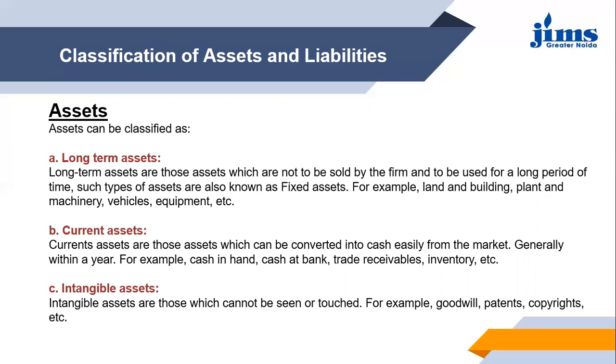Then current assets are the ones which do not have a life of more than 1 year, or you can say that these assets are the ones which can be easily converted into cash from the market as and when required by the business. Like cash in hand, this is the most liquid asset you can find in the balance sheet. Then cash at bank, receivables, inventory, stock, debtors, these all are short-term assets which can be easily converted into cash or liquidity whenever required by the business.